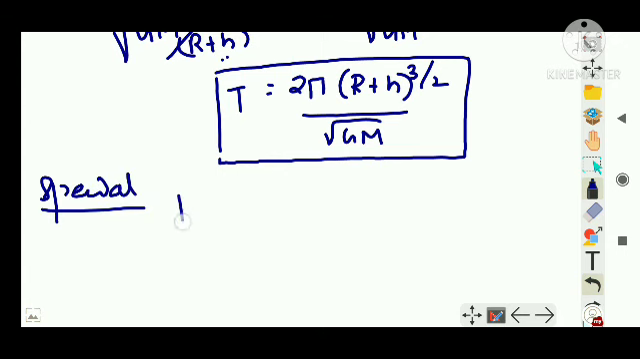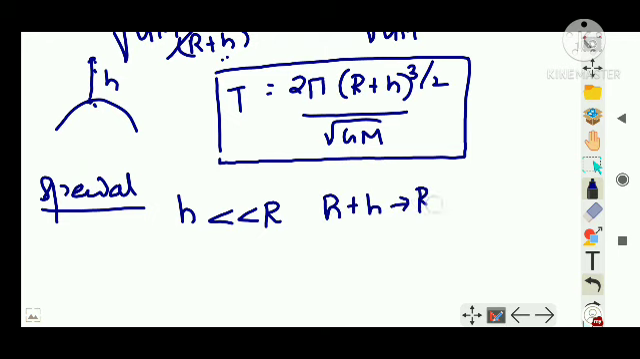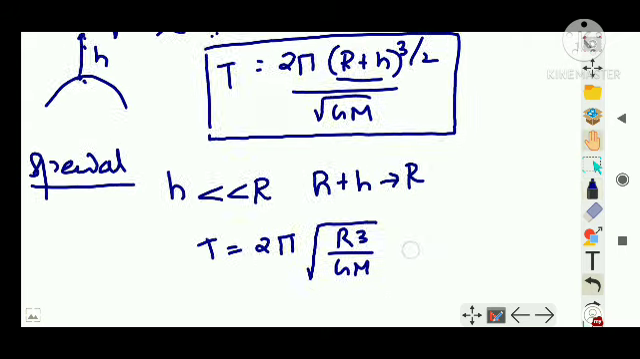Special cases: let's say this is the planet, and the distance between the surface of the planet and the satellite is h. Let's say this h is very small when compared to the radius of Earth. Then r plus h, I can write as R itself. So this term becomes: time is equal to 2 pi root of r cube divided by GM.